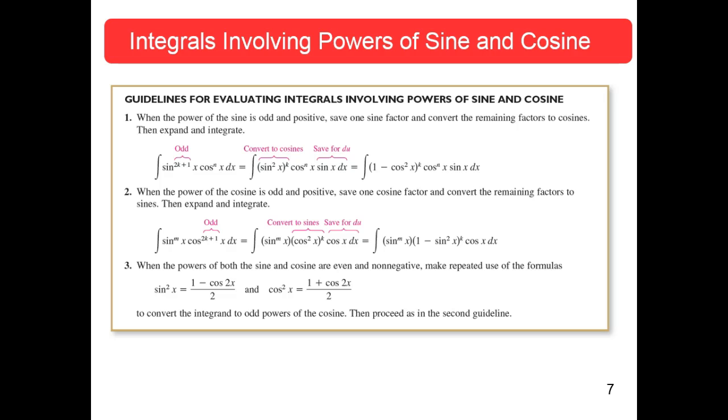If one or the other is odd, it doesn't matter which. If both are odd, fine, it doesn't matter. I would say take the smaller one, but either one will work, and proceed like that. But if both are even, then we do this once, and then you get all odd powers of cosine. A lot of blah, blah, blah.